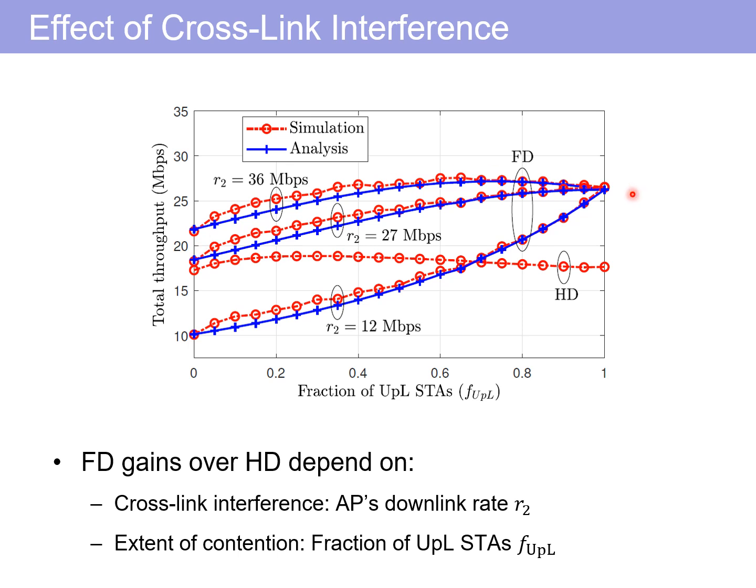Interestingly, for R2 equal to 12 Mbps, we see that FD is actually detrimental to the total TCP throughput when FUPL is between 0 to 0.65. This is because for a low R2, the transmission durations can be longer than that of HD, and this can negate any gains that FD can provide. We also see that as FUPL increases, the effect of the crosslink interference reduces, or in other words, the effect of this CLI limited data rate R2 decreases.